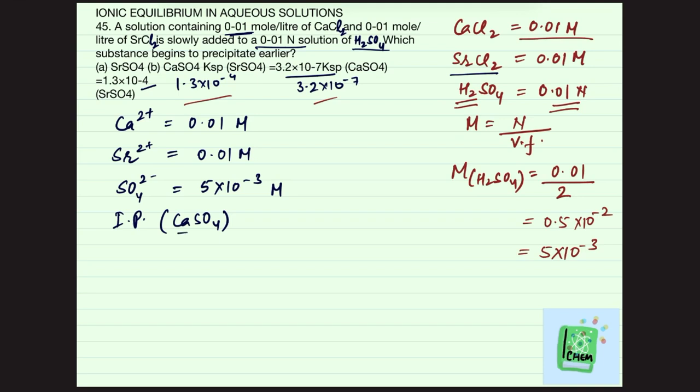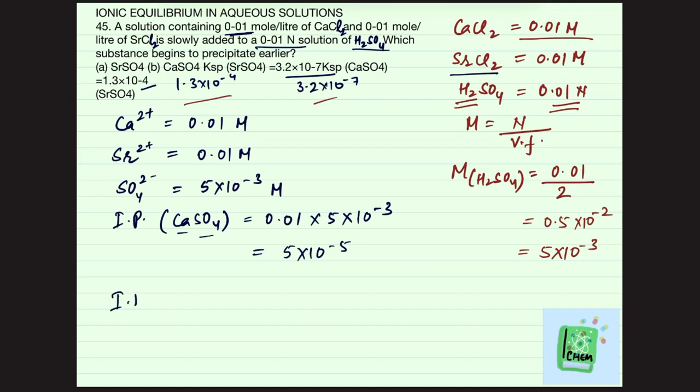आयनिक प्रोडक्ट ऑफ कैल्शियम सल्फेट क्या हो जाएगा? कैल्शियम सल्फेट में there is one calcium ion and one sulfate ion, so ionic product will be equal to concentration of calcium ion, that is 0.01 multiplied by concentration of sulfate ion, that is 5 into 10 to the power -3. ठीक है? So this is equal to 5 into 10 to the power -5. This is the ionic product of calcium sulfate.